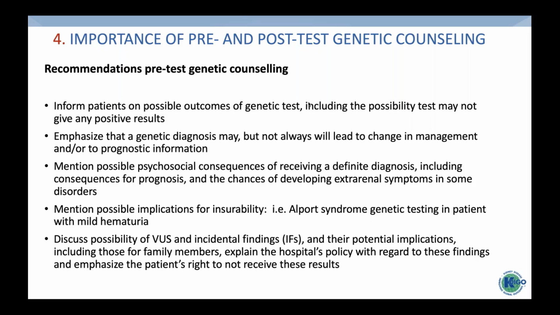Mentioning also the potential implications for insurance and insurability wherever that patient and their family may be at that time, I think, is quite important as well. And that varies by diagnosis and situation. Discussing the possibility of, obviously, variants of uncertain significance and incidental findings, depending on the type of testing that's being done, as well as their implications for the patient themselves, their family members, and whether there's any hospital or jurisdictional policies in regards to how these are handled.